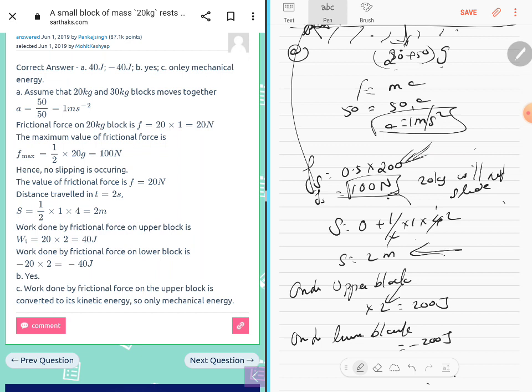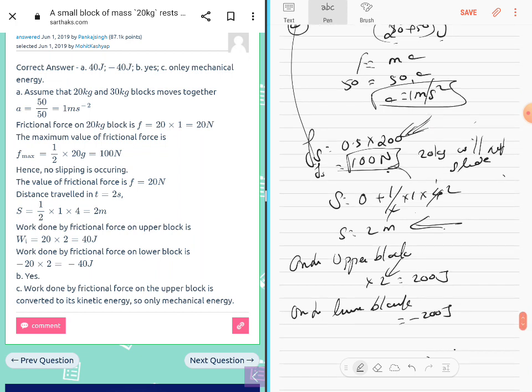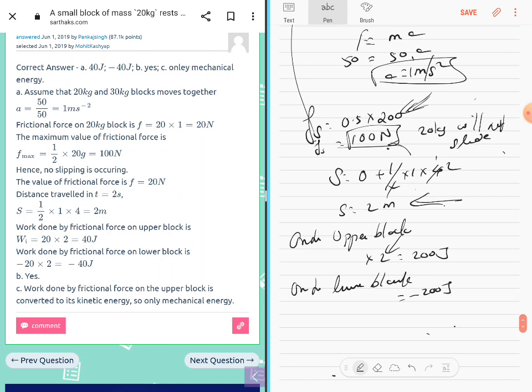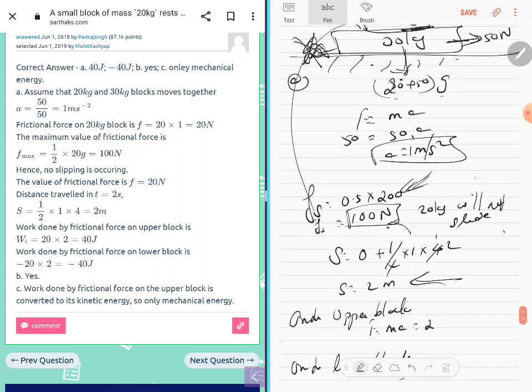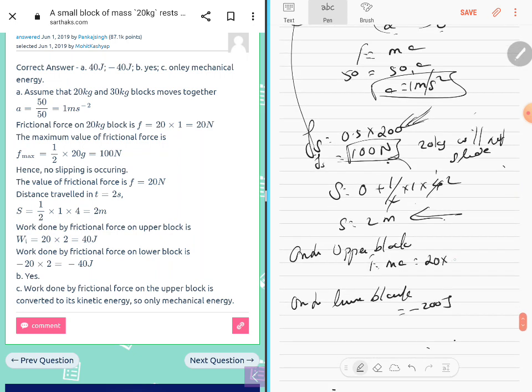Why is it 20 into 2? Oh, that's just mass into acceleration. So then are they doing mass into acceleration into distance? Okay, so then you know that it's mass into acceleration, where the upper block's mass is just 20, into acceleration which is just 1. So therefore it's 20 is the force, into the distance through which it's moved. So work done will be 20 into 2, so 40 joules, and therefore here it will be minus 40.